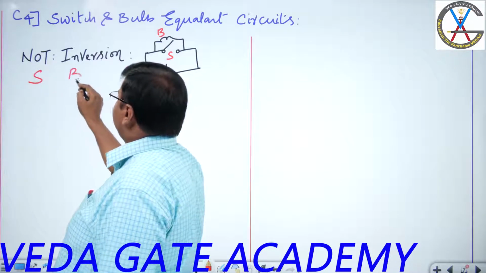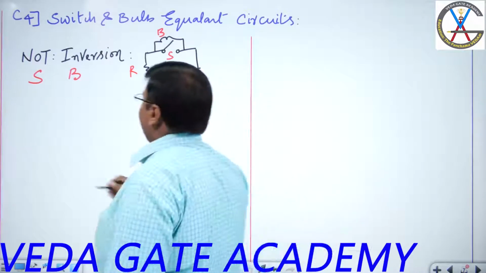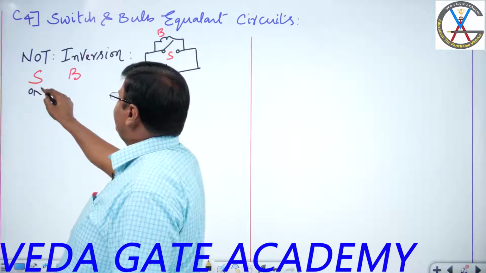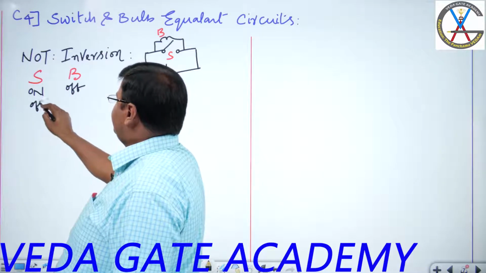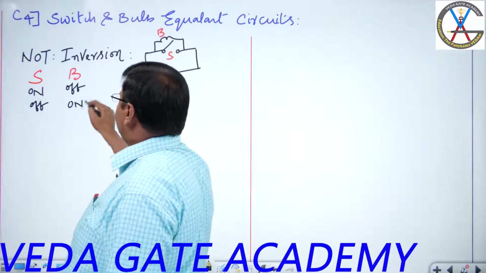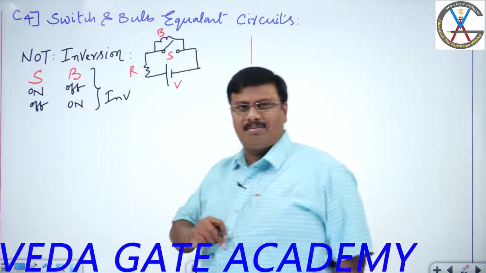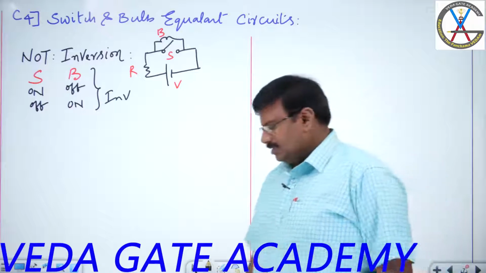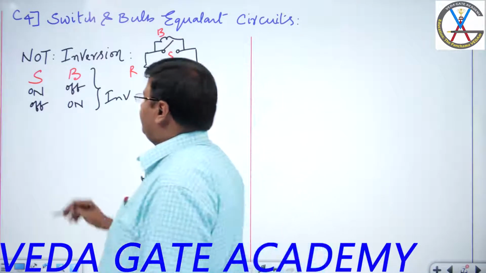Can I say the relation between switch and bulb? Switch is on, bulb is off. Switch is off, bulb is on. Finally, inversion relation between switch and bulb. Hope you're clear. Now, let us speak next about AND operation.